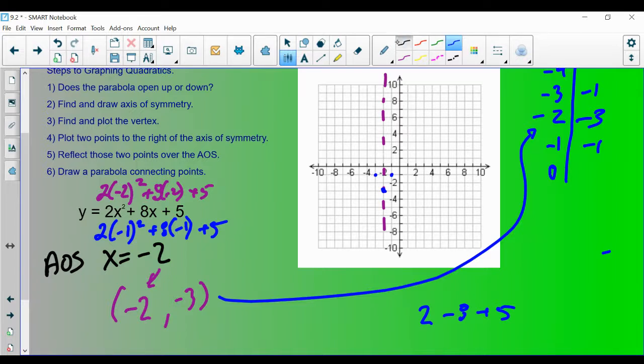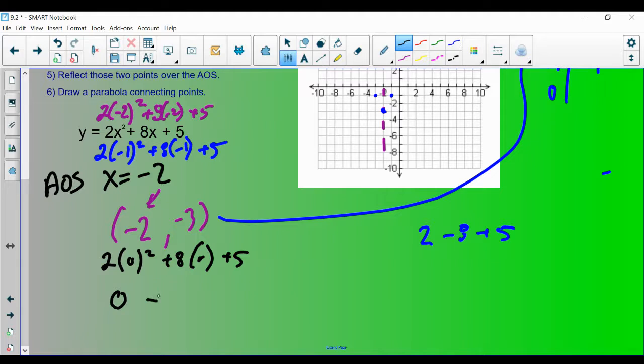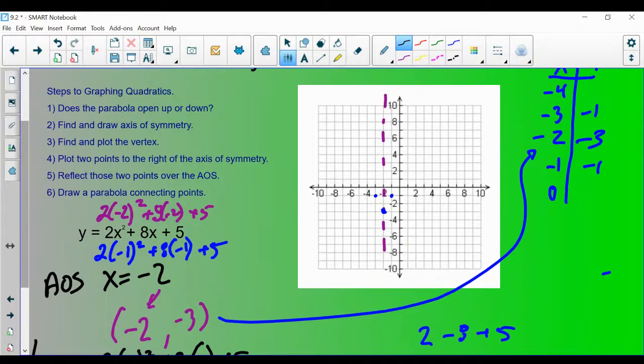And now we can plug in 0. Plugging in 0 would be 2 times 0 squared plus 8 times 0 plus 5. And our calculators can handle this all in one line, but that's just going to end up with 0 plus 5. We're just going to end up with 5 there. 0, 5 is all the way up here, and we can reflect that to the other side of the axis of symmetry, or if you want to think of it as 0, 5 here, it also is going to be 5 there, -4, 5. And now we should be able to connect the dots and see our parabola. So it goes down like this through that point. There's the vertex, and then it goes up.